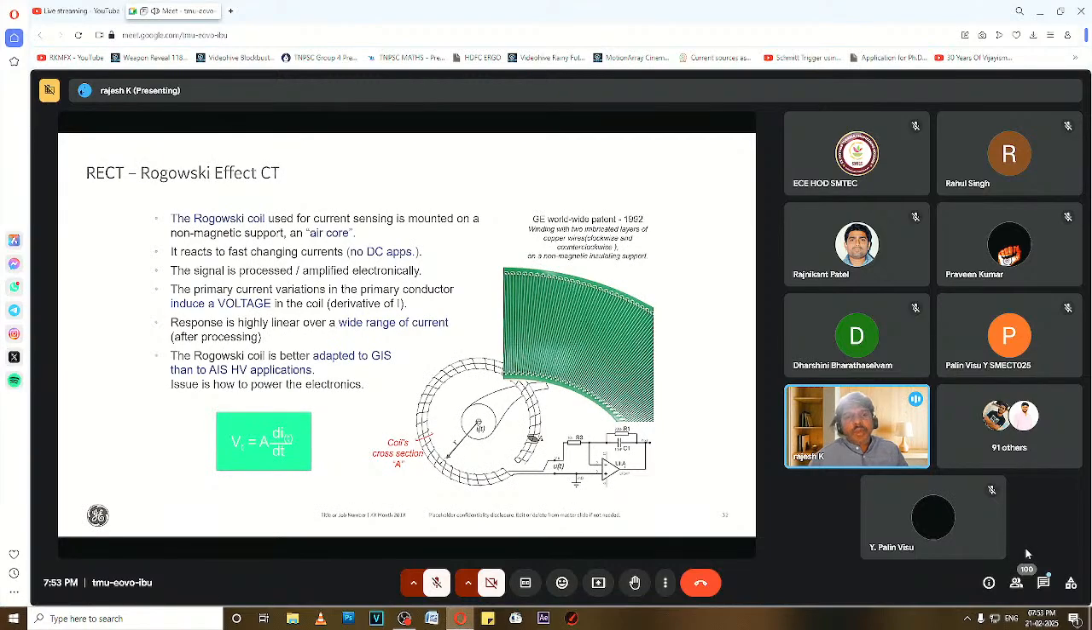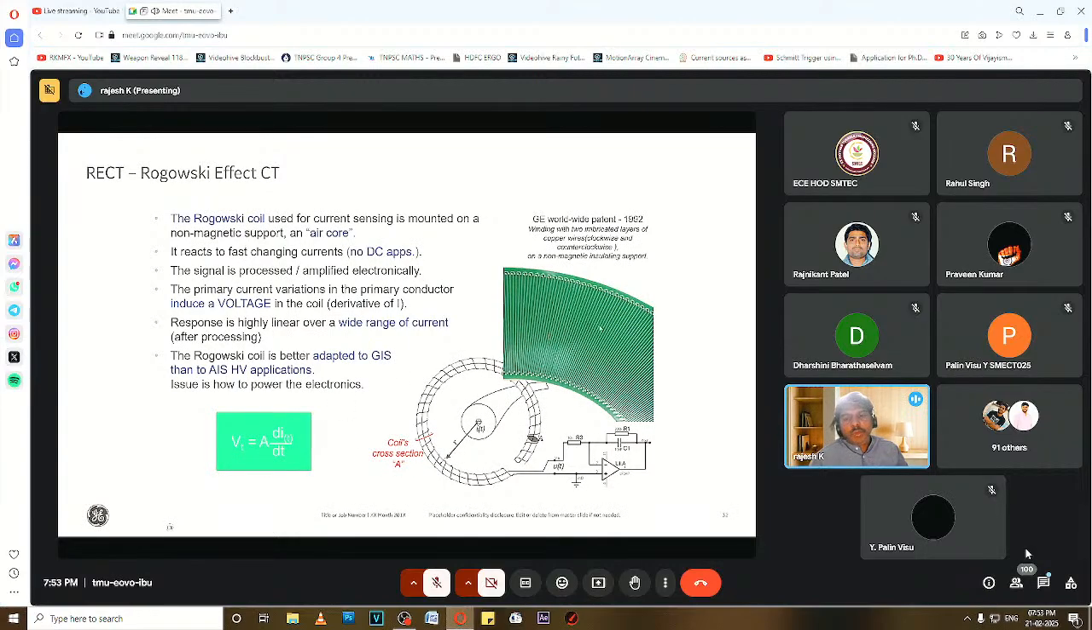So we will have a Rogowski coil outside the primary conductor, and the voltage is proportional to the rate of change of current. Given the cross-sectional area, there will be an output, and that output is given to the device, where it will be calibrated to measure the actual current in the conductor. So this is how we measure the actual magnitude of the current indirectly using the Rogowski sensor.